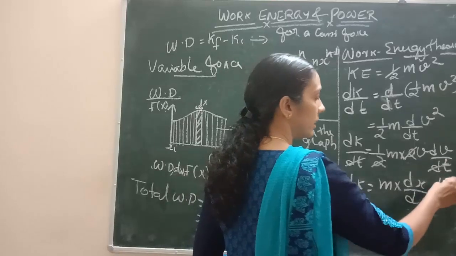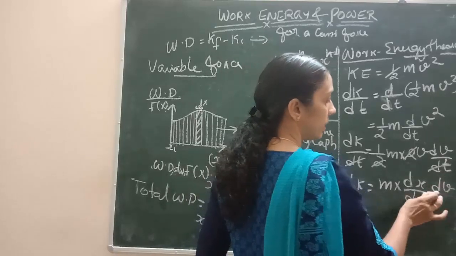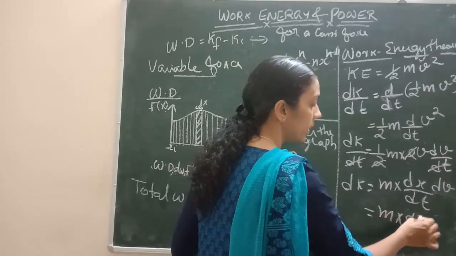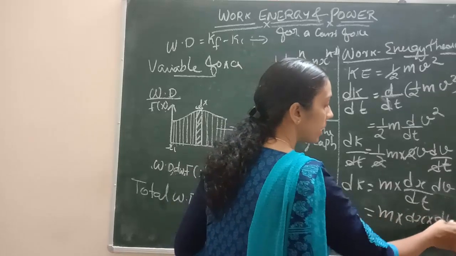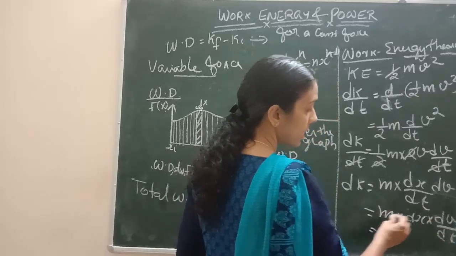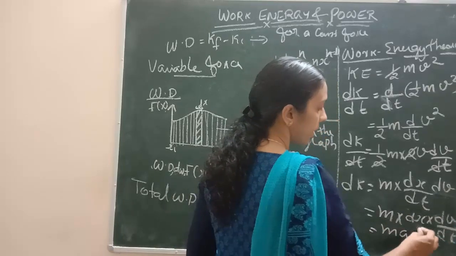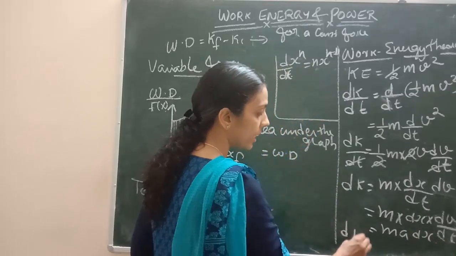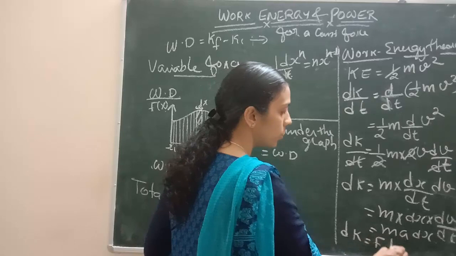Then dv by dv. Here I can write it as m into dx into dv by dt. What is dv by dt? It is a. So I will get F is equal to ma into dx. So what will be dK? dK will be equal to F into dx.